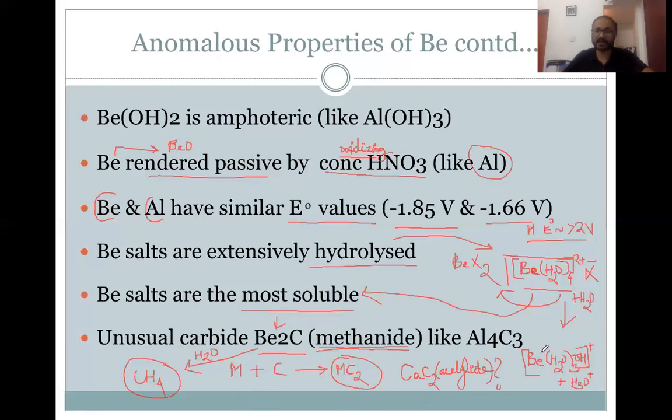Now, an unusual carbide is also formed in the case of aluminium. So here I have discussed not only the diagonal relationship with aluminium, but also tried to explain various properties which are different from the other elements in the same group. So make sure you understand this, and in the live session we will also discuss the structure of beryllium hydride as well as beryllium chloride.